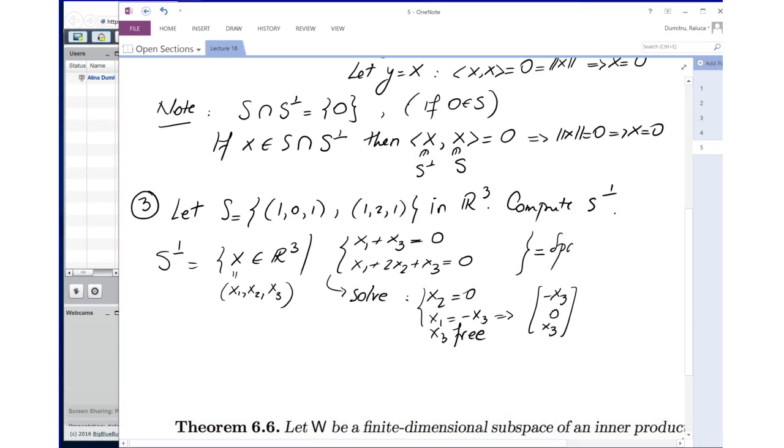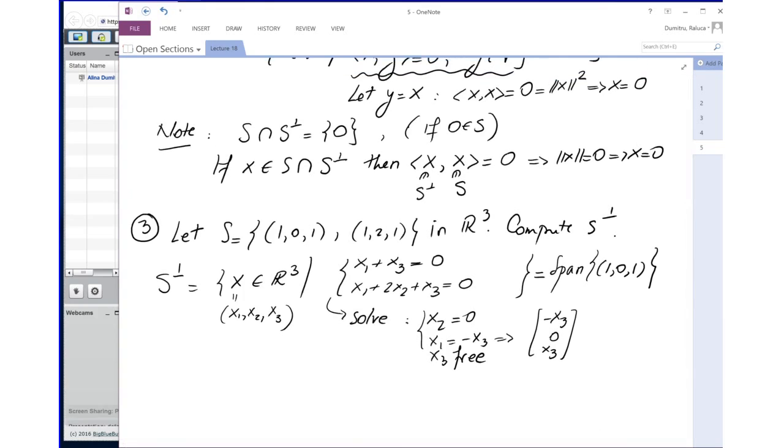So the span of 1, 0, 1. Let me keep the same direction, maybe. I wrote them horizontally initially, so I'll keep the same direction. Yeah, negative. Negative, sorry. Thanks.